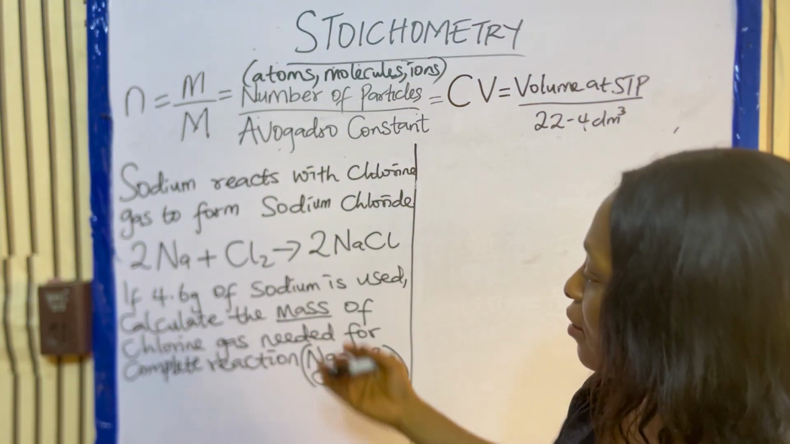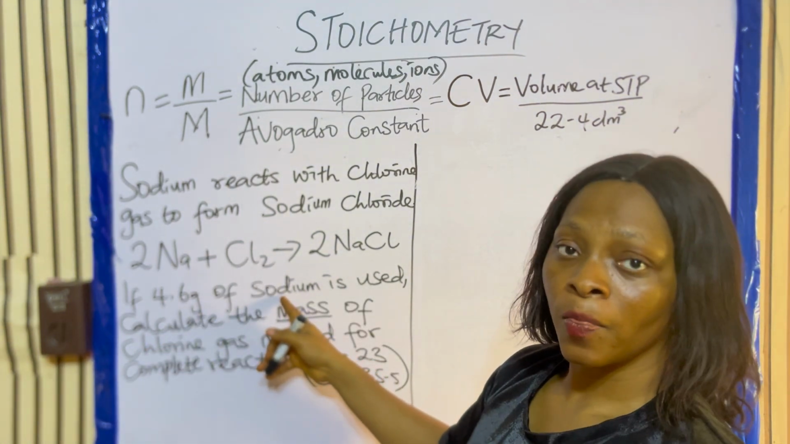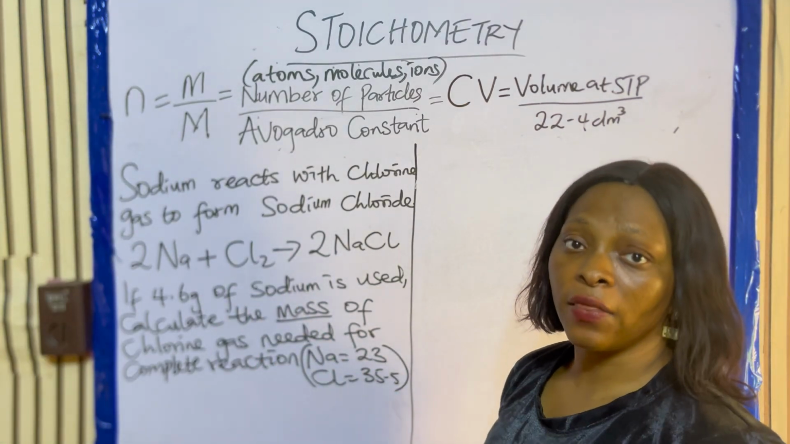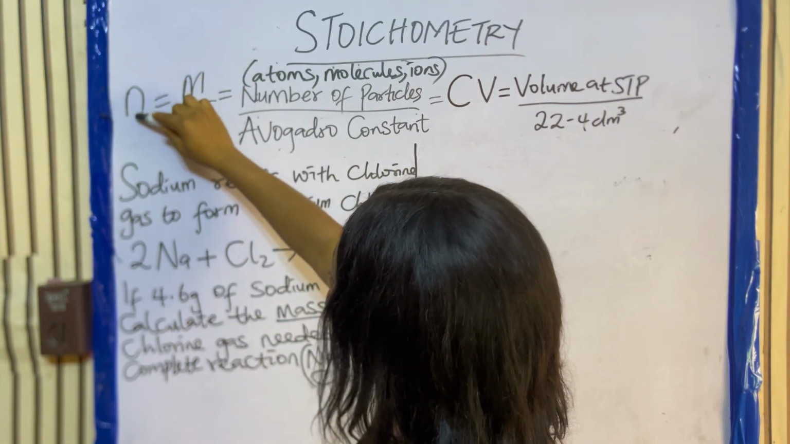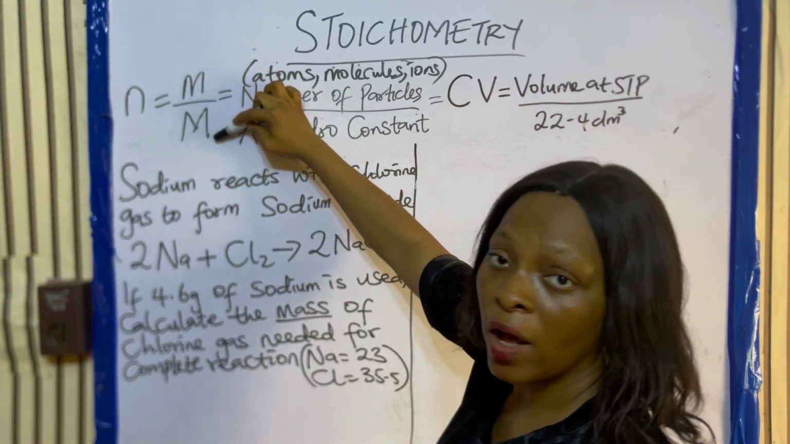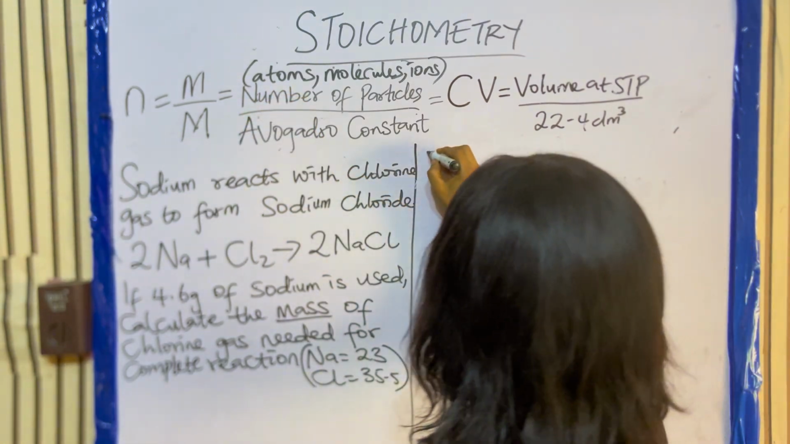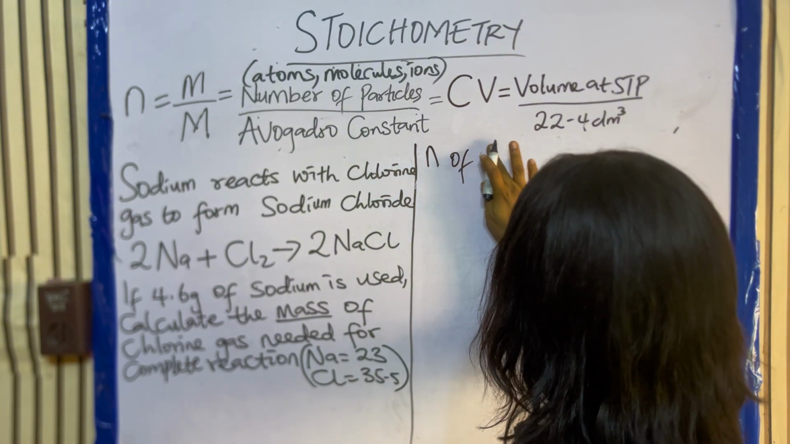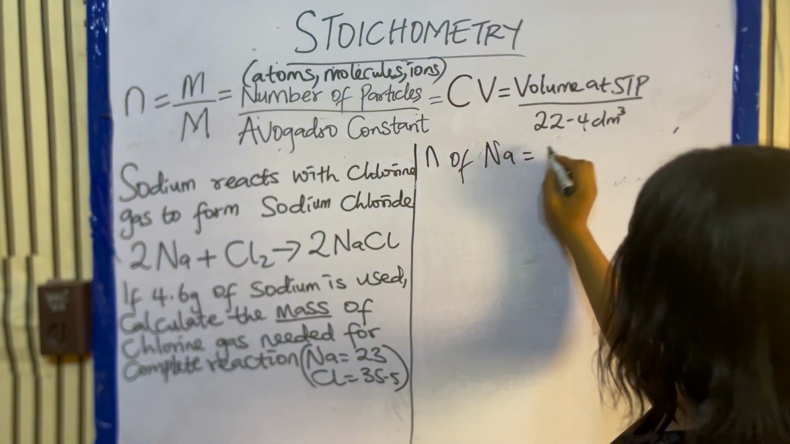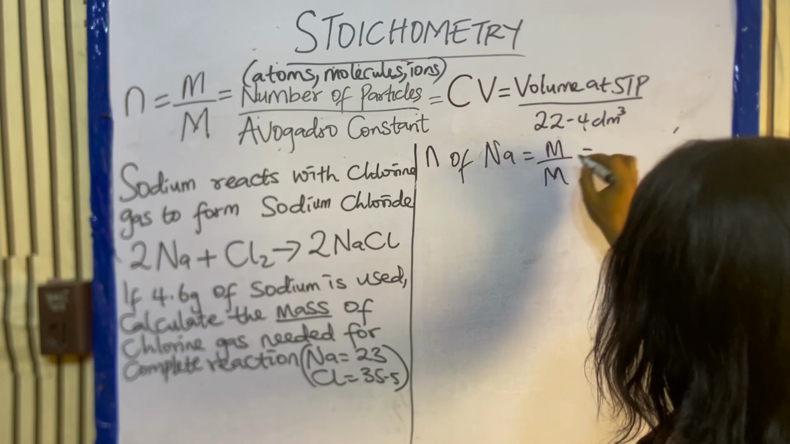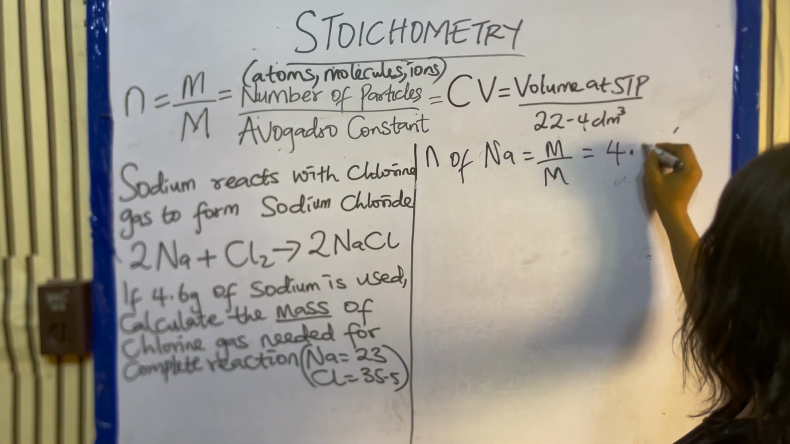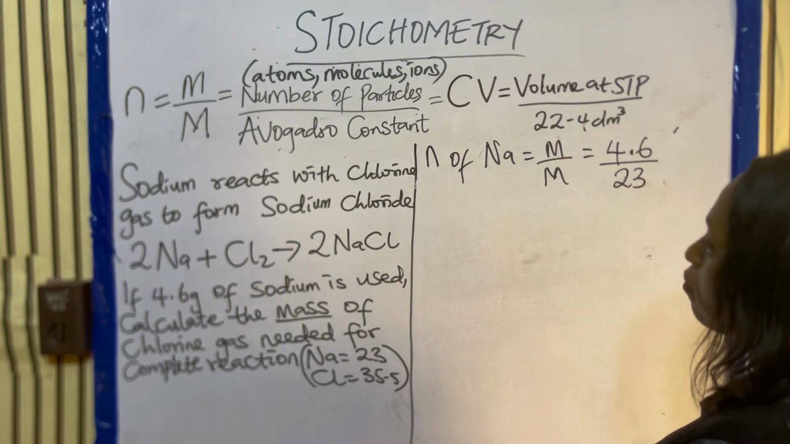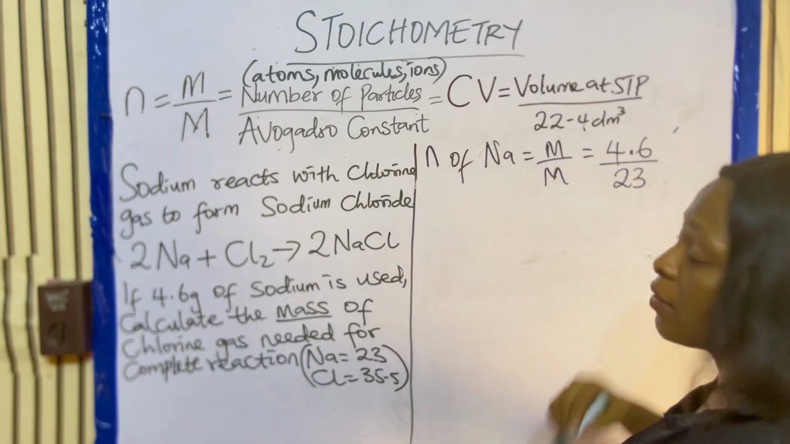Alright, so looking at this, we have our mass of sodium and we have our relative atomic mass of sodium here. So in order to find the number of moles, we equate number of moles to mass in gram over molar mass. So the number of moles of sodium is mass in gram over molar mass. Mass in gram is 4.6 divided by molar mass. Molar mass of sodium is 23. Are we together?